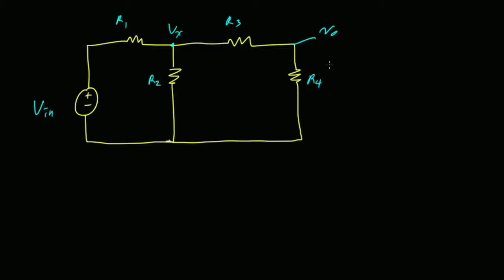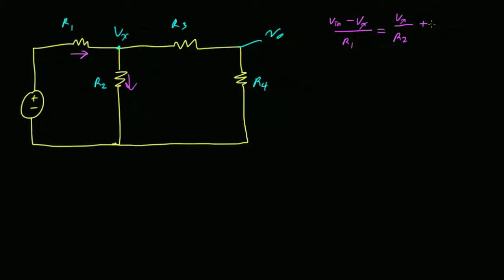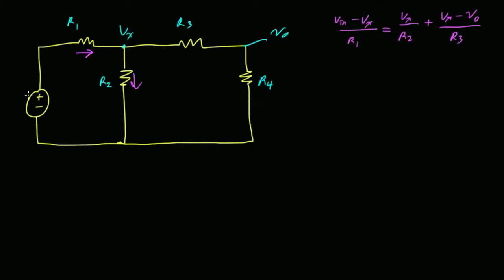I always like to do the current equations across the resistors. That works for me. So I would write that V in minus Vx over R1 equals what? That's going to be Vx over R2 plus Vx minus V out over R3. Okay? You with me? Okay, and then what's my other equation?